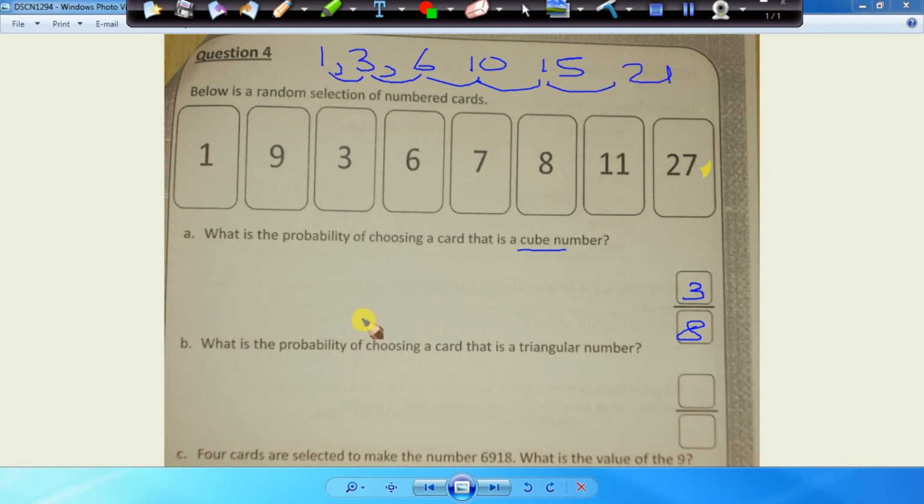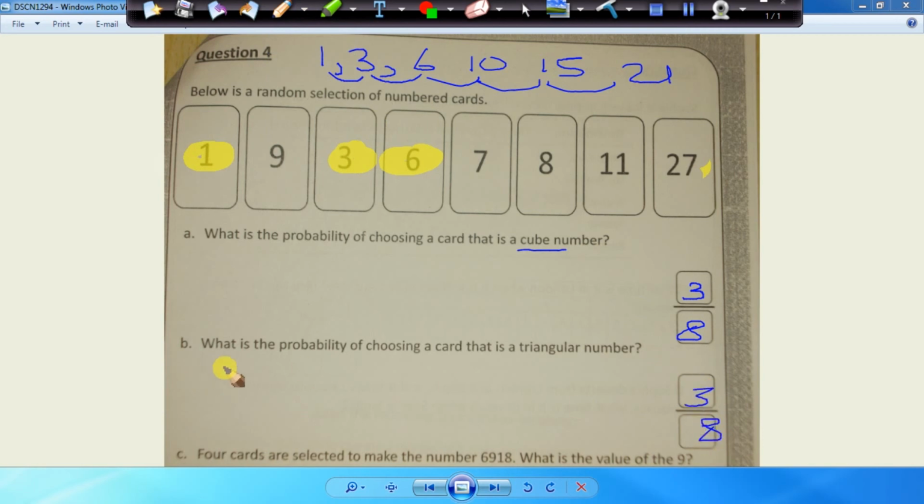So what is the probability of choosing a card that is a triangular number? Let's get it highlighted. So we have 1 is one of them. What else? 3 and 6, that's it. So it's going to be 3 out of 8 again for this one. That can be quickly put over here.